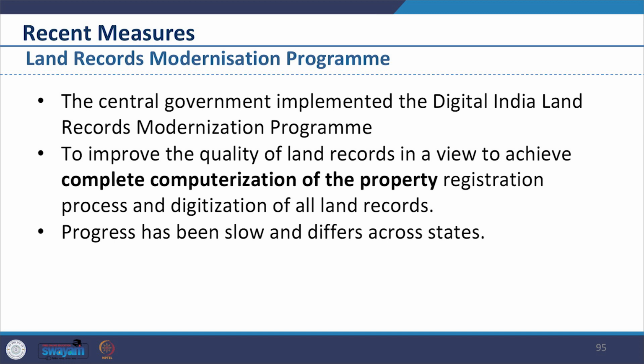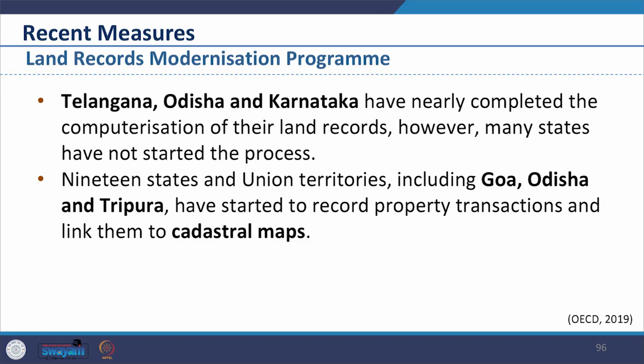Progress has been slow and differs across states. While many states such as Telangana, Odisha and Karnataka have nearly completed the computerization of land records, many states have not started the process. 19 states and union territories, including Goa, Odisha and Tripura, have started to record property transactions and link them to cadastral maps.